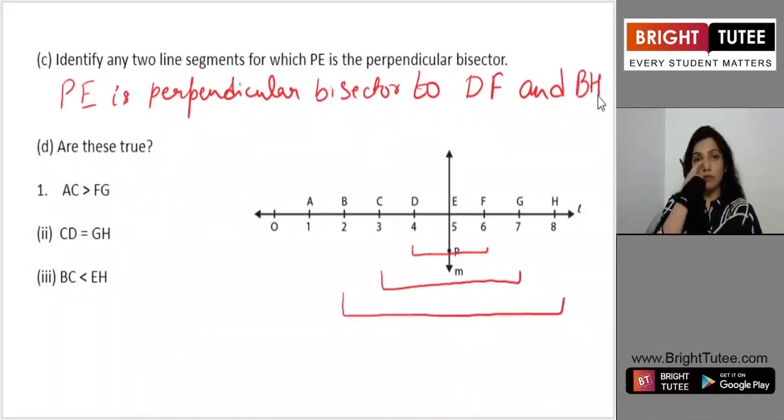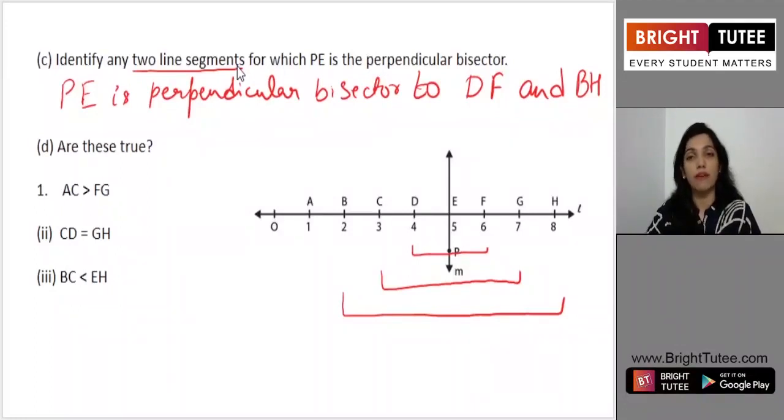Okay, so we have got that PE is a perpendicular bisector to these 2 line segments, because we were asked to write 2 line segments. Okay, we know that even though CG is a line segment which is being bisected by PE, we are not writing it because we have already learned about this in the second example that we saw. Right, now let's move on to the D part.